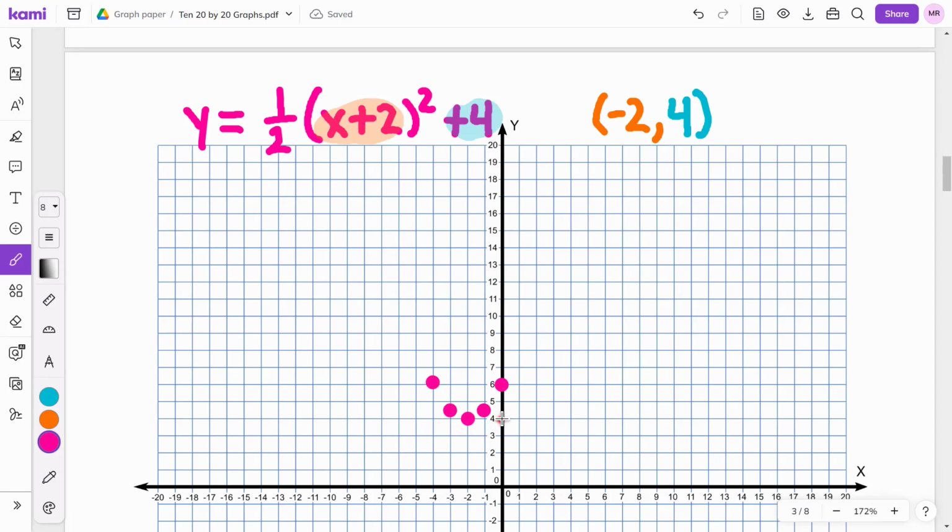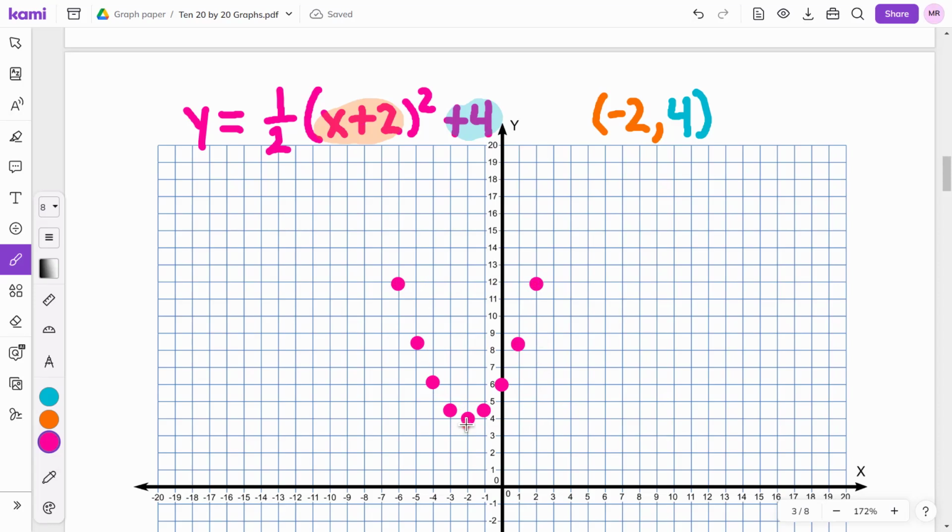So I'm going to go out 1, 2, 3. Okay, notice I'm always staying at the height of the vertex. So I'm going to go out 1, 2, 3. 3 squared is 9. Half of 9 is 4.5. So I'm going to go up 1, 2, 3, 4, and a half. And same on the other side. I'm going to go out 1, 2, 3, 4. 4 squared is 16. Half of 16 is 8. So I'm going to go up 8 from here: 1, 2, 3, 4, 5, 6, 7, 8. And same on the other side.